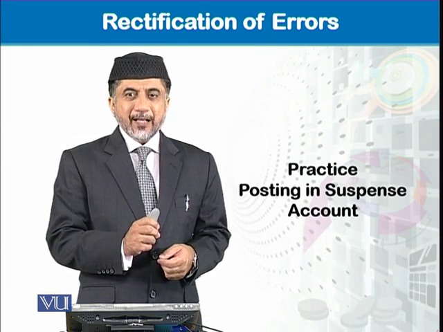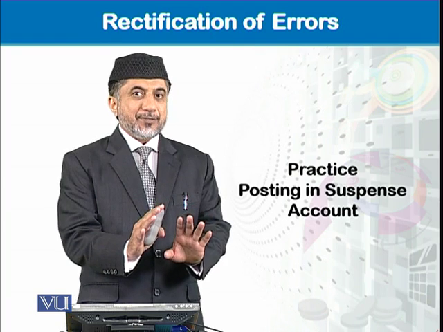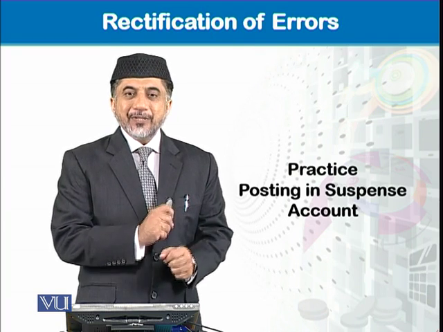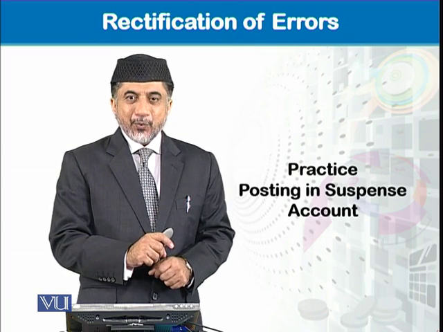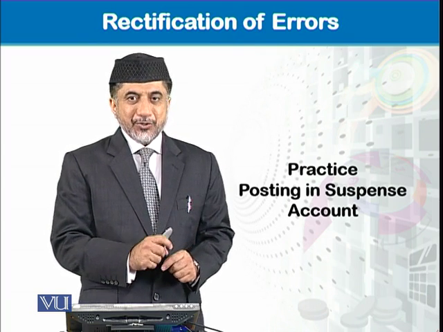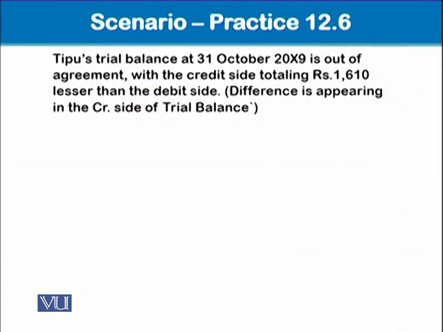So the important thing is to get rid of this suspense account. How to get rid of this suspense account, we will learn in this module through a practice question. Let's see that in this practice question, Tipu's trial balance at 31st October X9 is out of agreement with the credit side totaling rupees 1,610. So this 1,610 is lesser than the debit side.